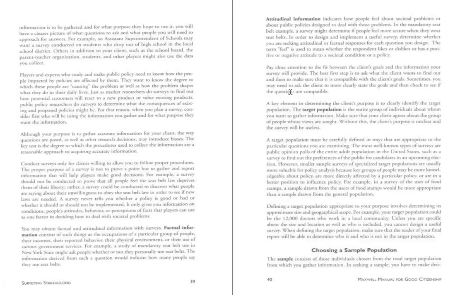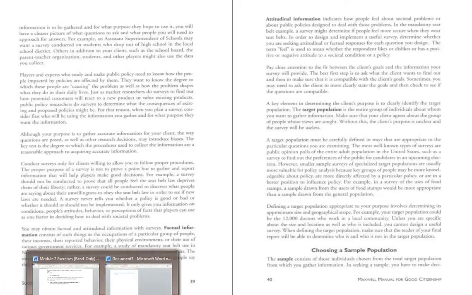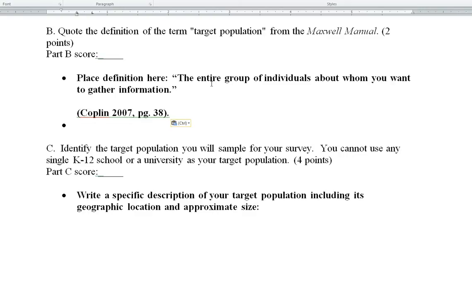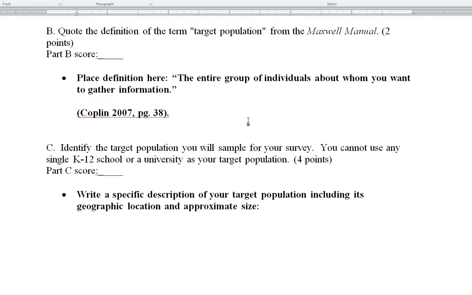It also appears right here in the middle of page 40. So you could take it, basically you're getting the same definition, it's only where you're copying from and how you're going to cite it when you put it into the module. So let's go back to the module. We go here, place the definition, and we're going to copy the definition. The entire group of individuals about whom you want to gather information. And also important is to make sure that you have a citation. So this would be Copland 2007 because it's from the Maxwell Manual, and I just chose page 38.